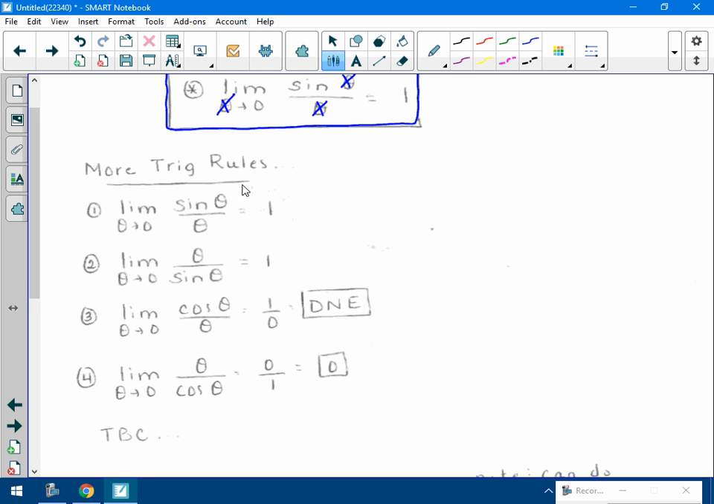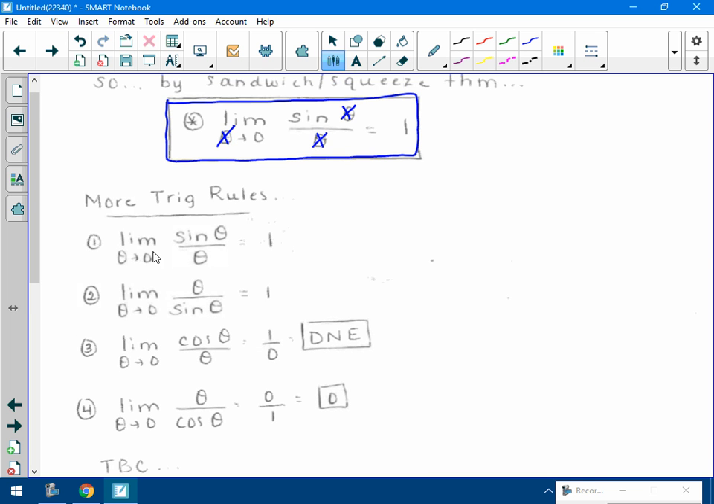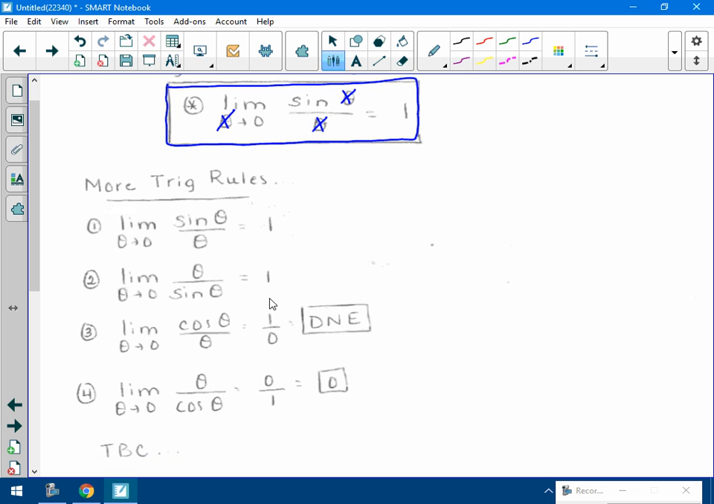So let's talk about some more trig rules. I just proved this one. The limit as theta goes to 0 of sine theta over theta is always equal to 1. By doing almost the same thing, I could prove that the reciprocal of that is also equal to 1. So I could also use the squeeze or sandwich theorem to prove theta over sine of theta equals 1. So that's kind of nice. It doesn't matter what order it is, what's on top, the limit's 1 in either case. So you don't even have to remember what's on top. Always going to be 1.